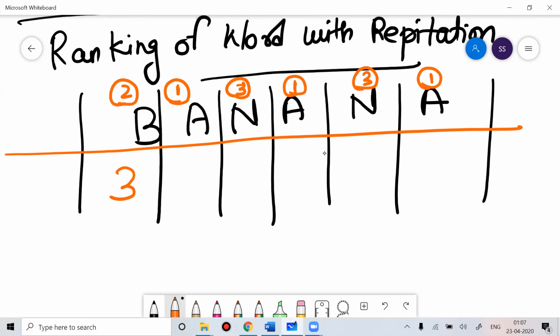There are 3 times 1 came. Then on the right, how many numbers are less than 1? 0. How many numbers are less than 3 on the right hand side of 3? 2 numbers, 2 times 1. How many numbers less than 1? 0. How many numbers less than 3? 1 number. How many numbers less than 1? 0.